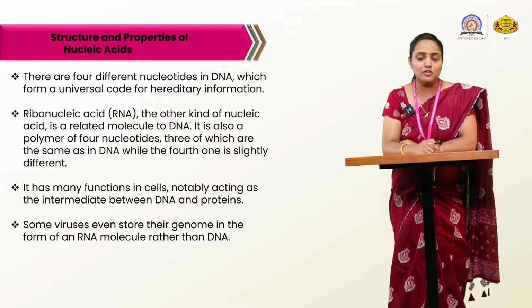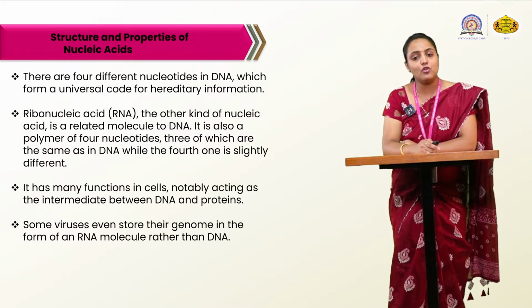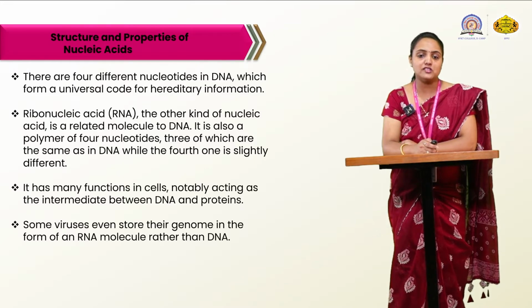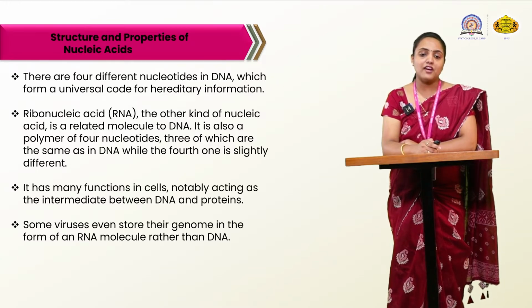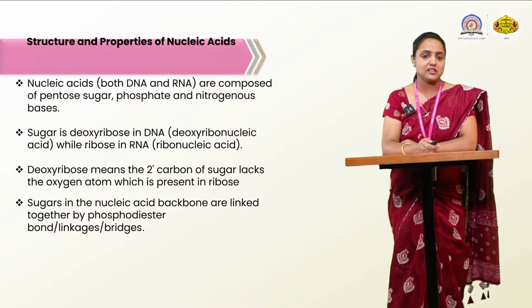It is also a polymer of 4 nucleotides, three of which are the same as in DNA, while the fourth is slightly different. It has many functions in the cell, notably acting as the intermediate between the DNA and the proteins. Some viruses even store their genome in the form of RNA molecules rather than DNA. For example, the plant virus TMV does not have DNA, so RNA is playing the role of genetic material in that cell.